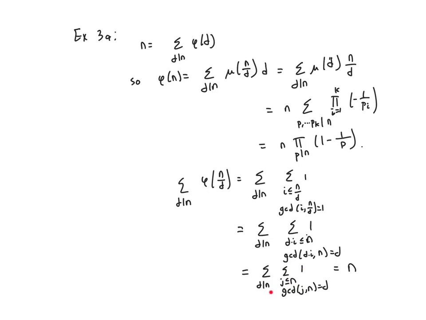But now I'm just summing over numbers less than n based on their GCD. And so every number appears, and so this is actually n. So that proves this part. And then Mobius inversion gives us our other more popular formula for the Euler-Phi function.